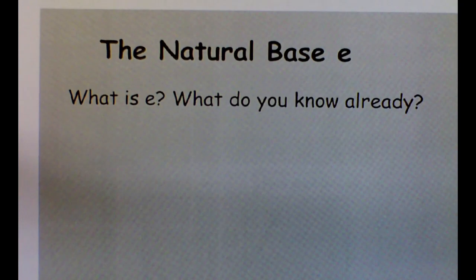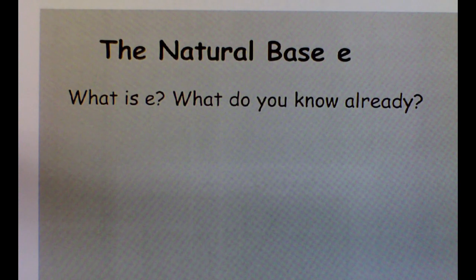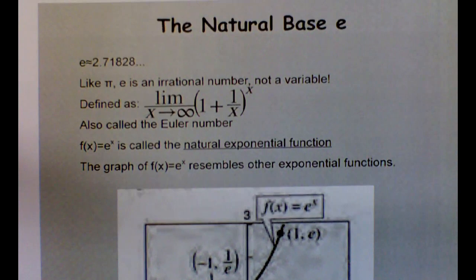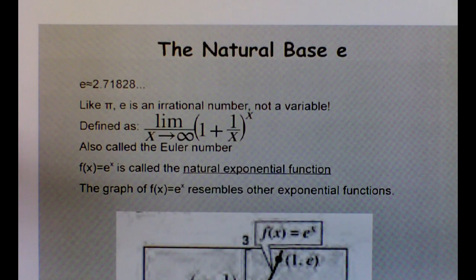Now let's talk about e. E is just a number. You might know some things about it already, but let's talk about it. E is approximately 2.71828 blah, blah, blah. It's kind of like pi. It's an irrational number, not a variable, but it's never ending, so we use e to talk about it.